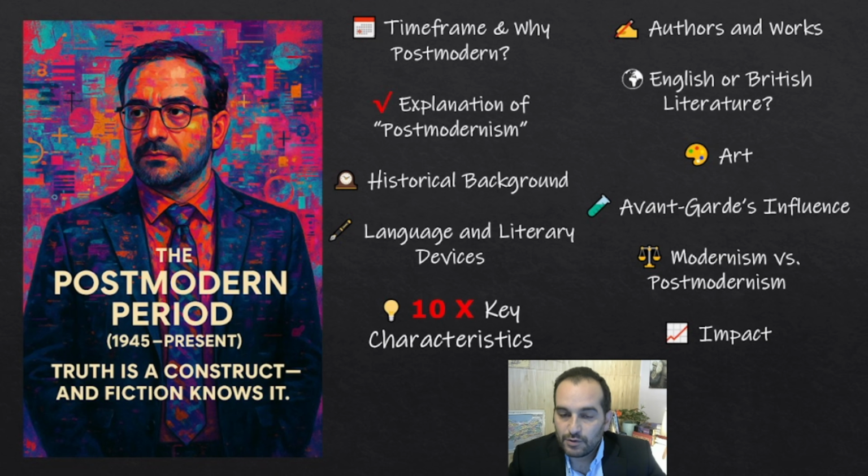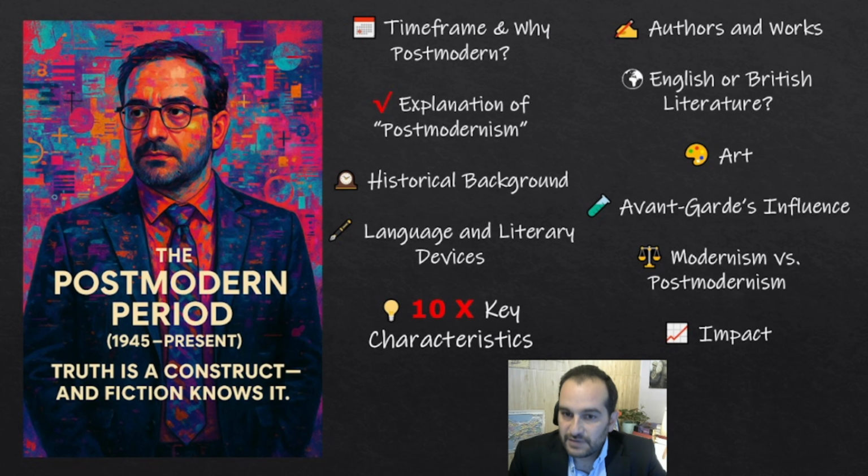And then we'll have a look at some of the authors, of course, and their literary works. And you will notice that I mention many writers who are not British. So I'll explain shortly what's the difference between English literature and British literature. We'll have a quick view of art during the postmodern period.